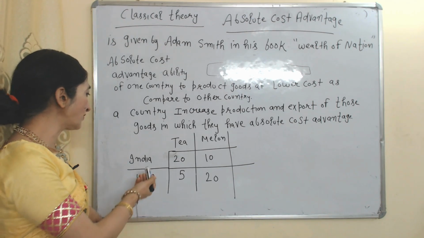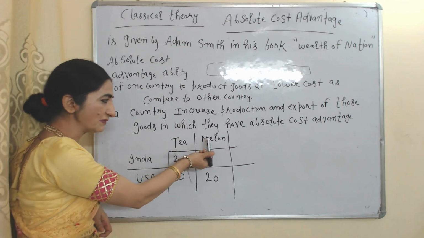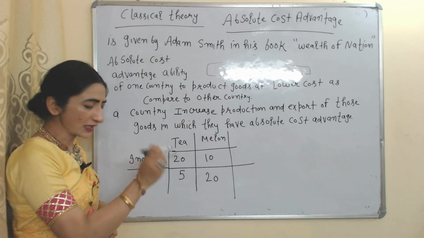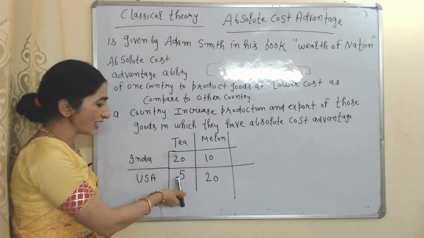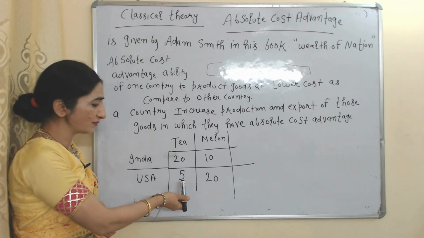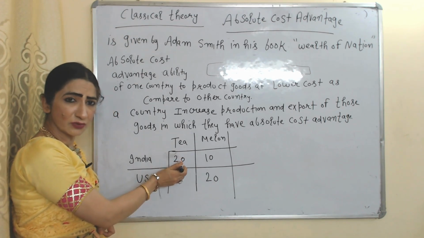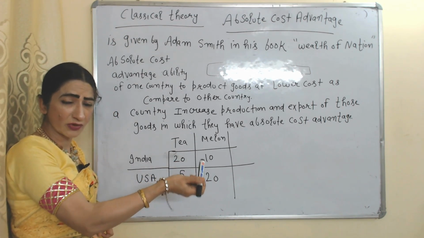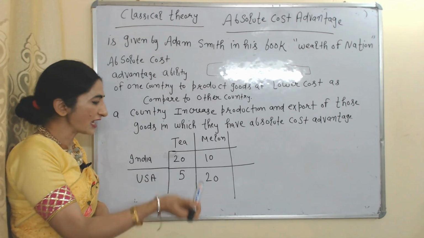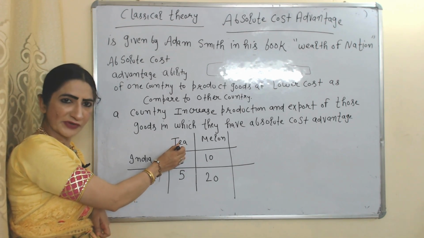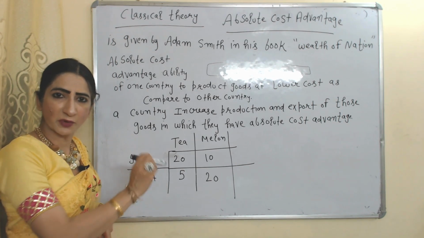For example, we have two countries, India and USA. They are producing two goods, tea and melon. With 8 hours of labor, India can produce 20 units of tea. With the same 8 hours of labor, USA can produce only 5 units of tea. That means India can produce tea more efficiently and at lower cost as compared to USA. Or we can say that India has absolute cost advantage in production of tea. That's why according to this theory, India should increase production and export of tea.